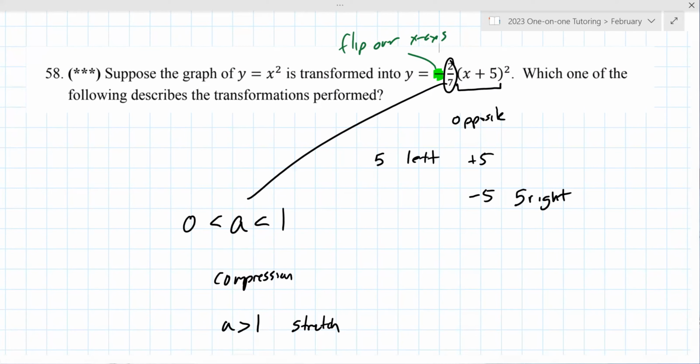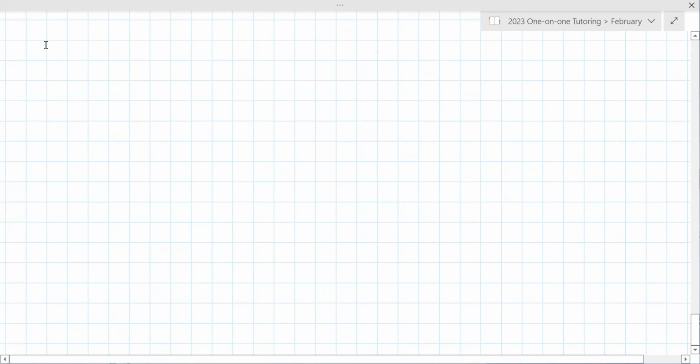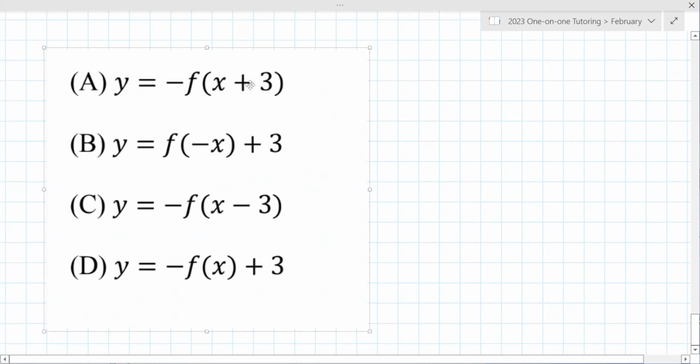A good exercise here is to look at 59, the multiple choice, and just go through what each of them does, so that you've got that down. So A, you start inside parentheses here, and that's left 3.